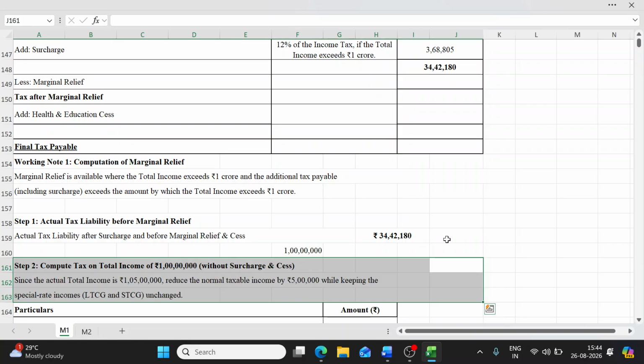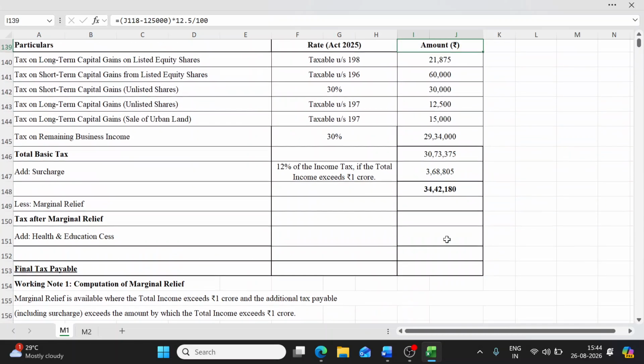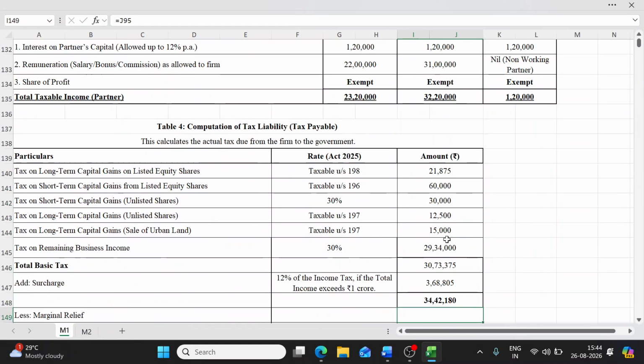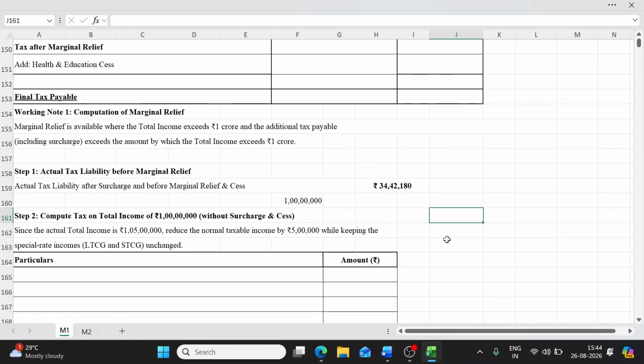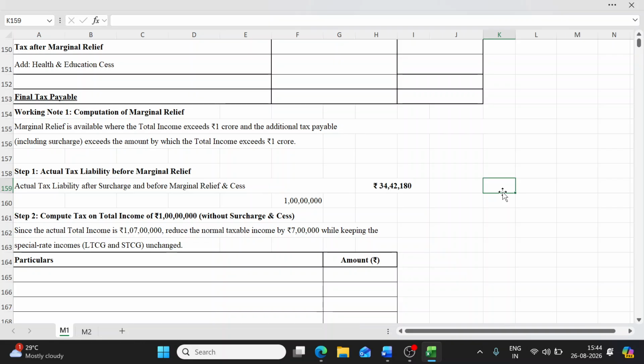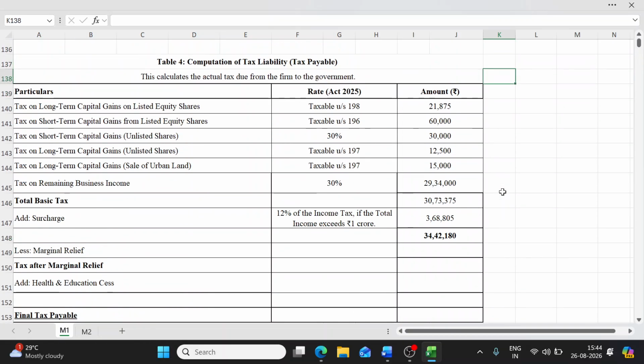I think the total income was 1 crore 7 lakhs. So I'll make a few changes here first, because the total income was 1 crore 7 lakhs. So here we will reduce that income by 7 lakhs to make it 1 crore, while keeping the special rate incomes as it is. Okay, we cannot make a change in the special rate incomes.